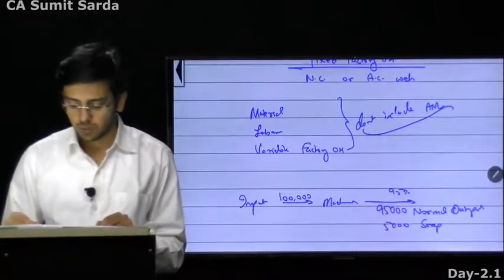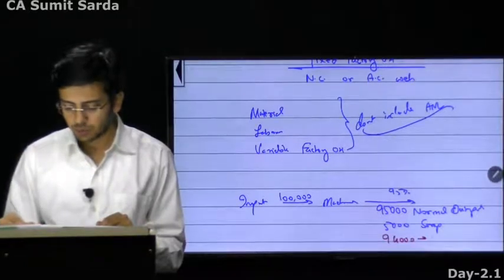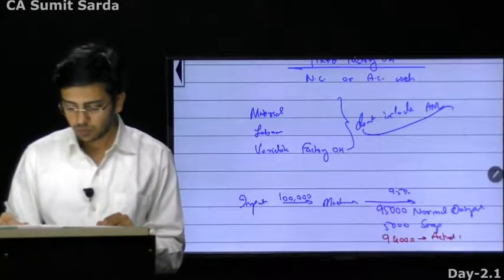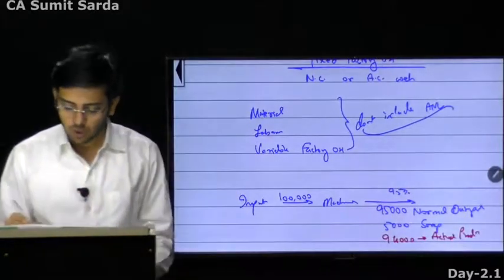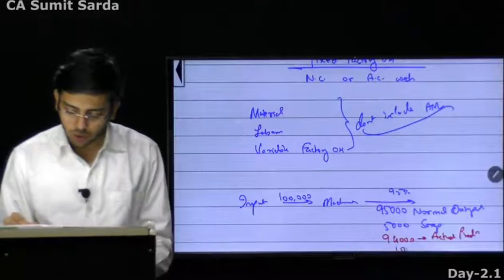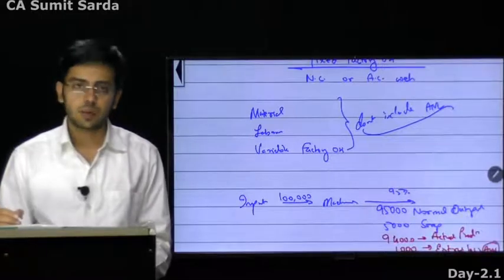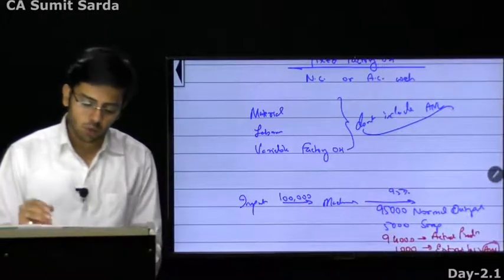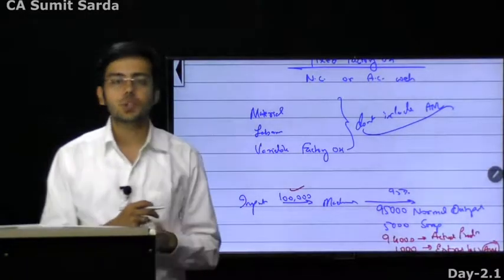Now suppose actual production has been 94,000. So 1,000 units extra loss is considered to be abnormal loss. That means whatever cost that I have to allocate will be allocated to 95,000 units for inventory valuation instead of 94,000.